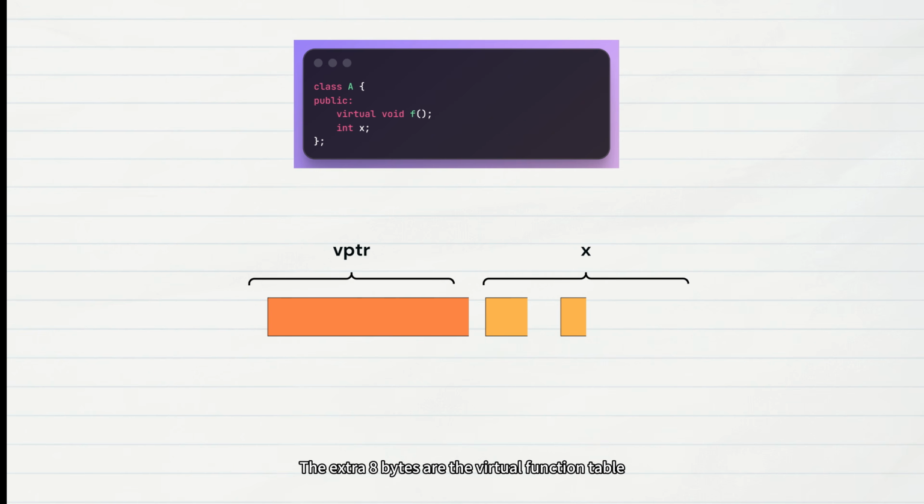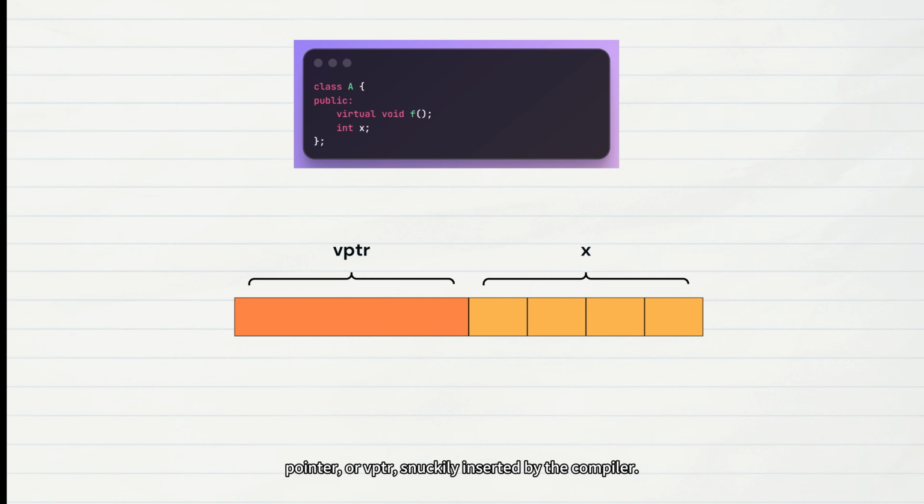The extra 8 bytes are the virtual function table pointer, or vptr, sneakily inserted by the compiler. Let me elaborate a bit. Virtual functions aren't some kind of black magic. The essence of polymorphism is a hidden pointer plus a function table.